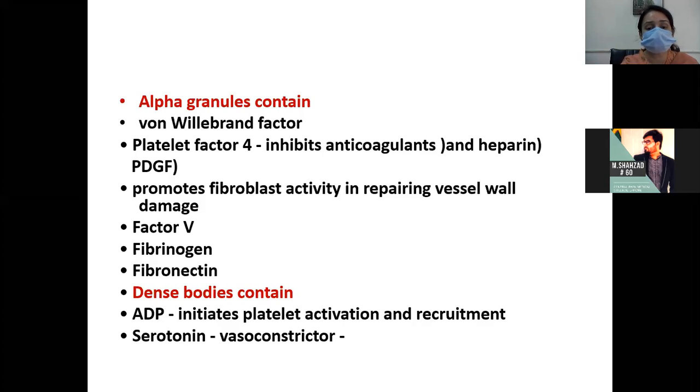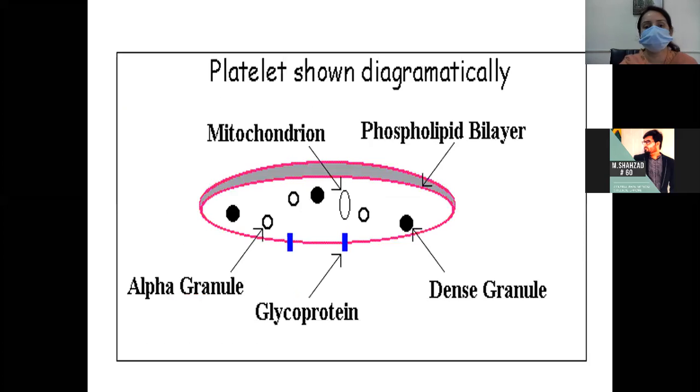While dense bodies contain ADP, what's the function of ADP? It basically initiates platelet activation and recruitment. Dense bodies also contain serotonin. What's the function of serotonin? It is a vasoconstrictor. So this is a platelet shown diagrammatically.